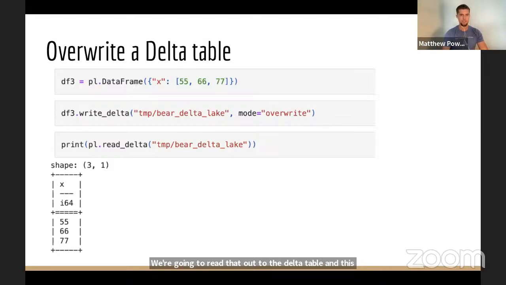What that's going to do is logically delete all of the existing data and append some new data. Now, a logical delete is different than a physical delete. If you do an overwrite transaction with a data lake, you actually need to physically remove the files. When you're dealing with a Delta table, you can just mark those files as removed and not actually physically delete the data. So now when we read in this data, we can see that we have a single column X with 55, 66, and 77 as expected.